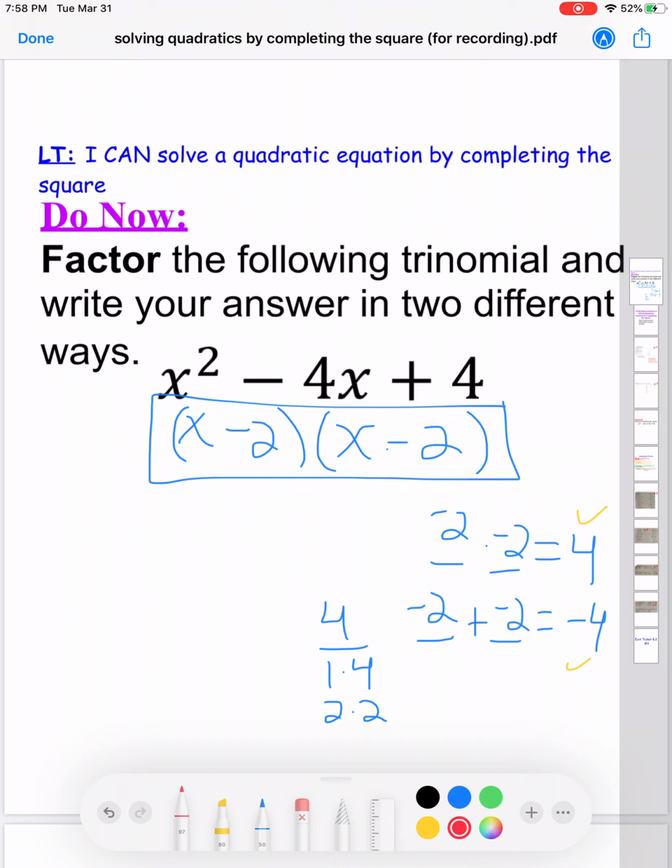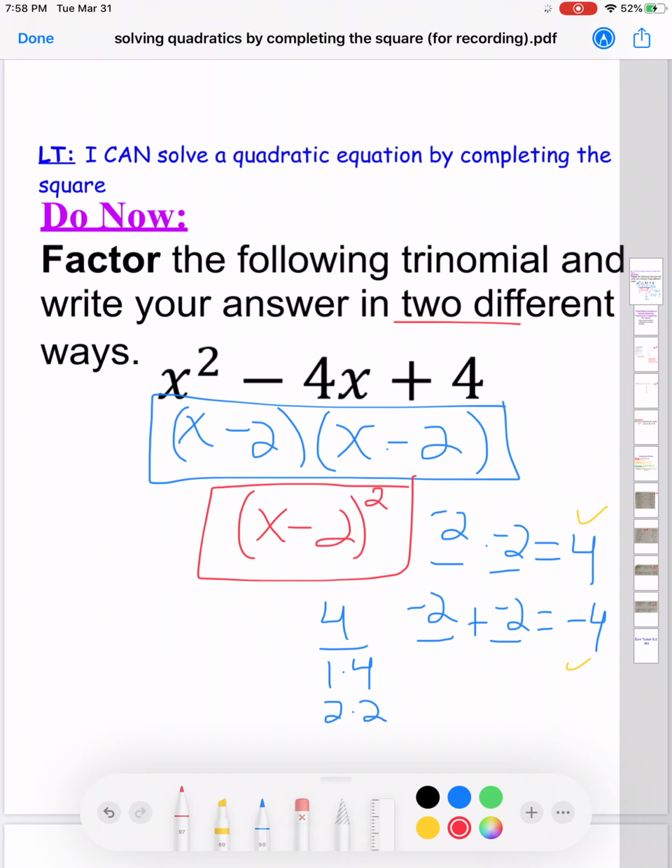But if you notice in the do now, it says to write your answer in two different ways. So we have to think about another way to write this answer. What I notice about this answer is I have the same binomial twice. Now I know that when I have the same thing being multiplied by itself, I can write that one item, or in this case one binomial, and write it squared. So the second way that we can write this is to just write x minus 2 squared, because that means x minus 2 times x minus 2.